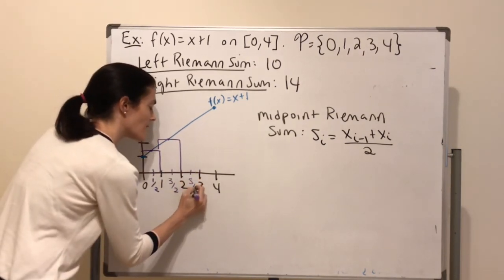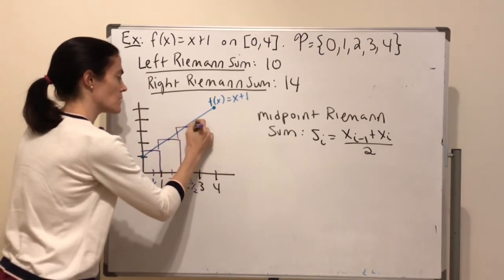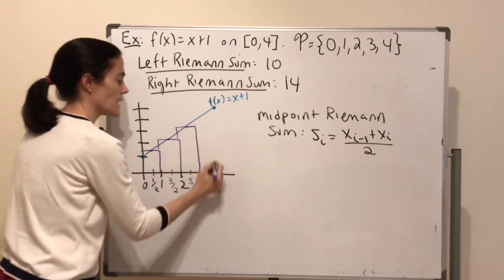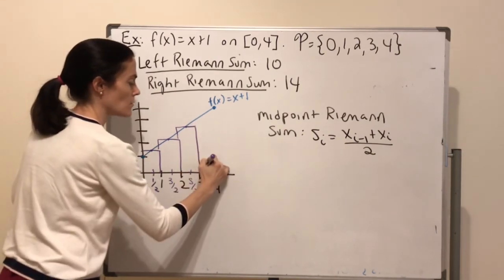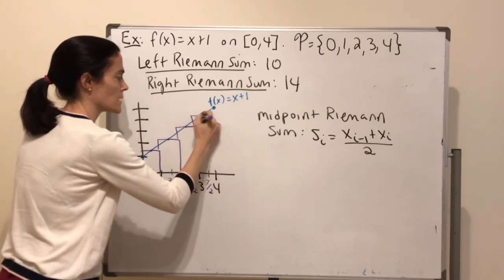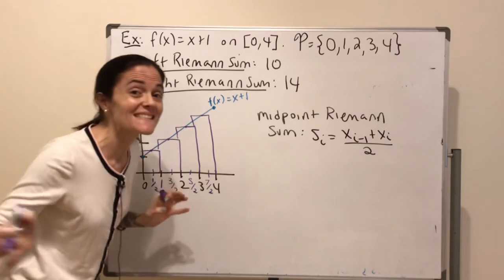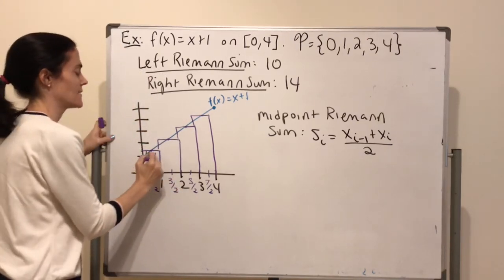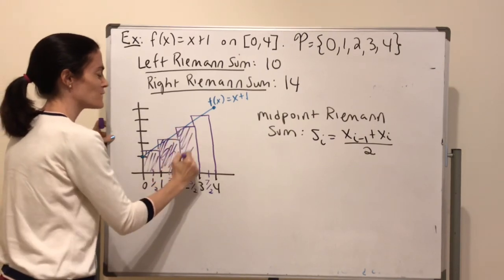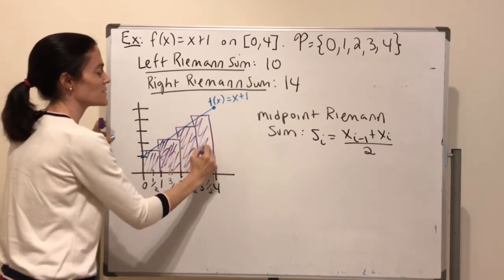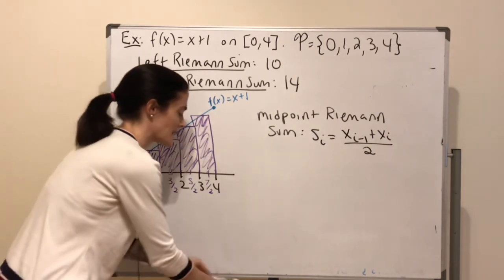Here we have 5/2 is halfway in between. Here is the rectangle. And finally, 7/2 is halfway in between. And here is the rectangle. So our Riemann sum is giving us the area of these 4 rectangles. Okay, so let's write that now.